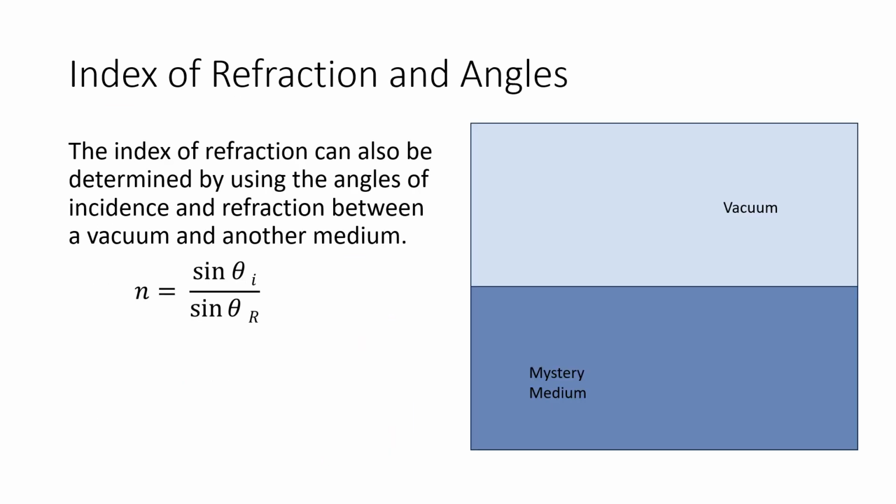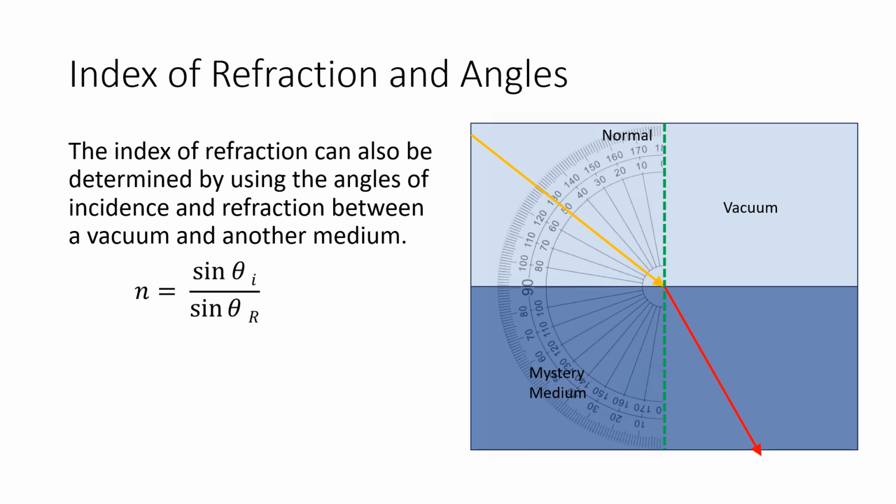So the other way that you can get the index of refraction is by measuring the angles of incidence and refraction as well. So if you put on our incident ray, put on our normal, and put on our refracted ray, we can measure those angles and determine the index of refraction that way too. So put on our protractor and we see that we have a nice 50 degrees for our angle of incidence.